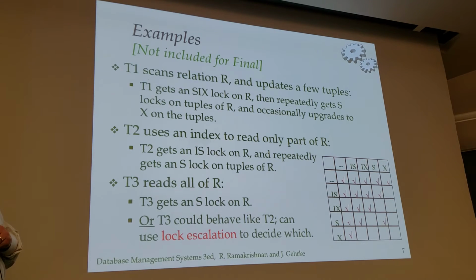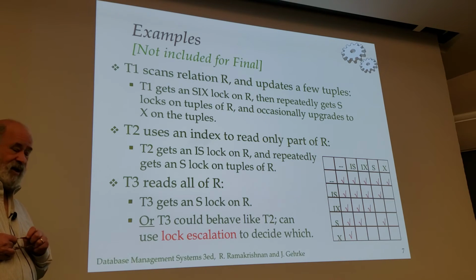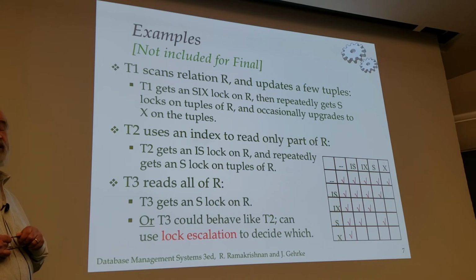For example, IX is compatible with IX, because you're saying two transactions both intend to lock things, let's say, on that page, but they may be locking different tuples on that page. So it just says, I want to lock something that's below this. And so this allows you to play with the locks in a way that you could, for example, get an X lock on a page.